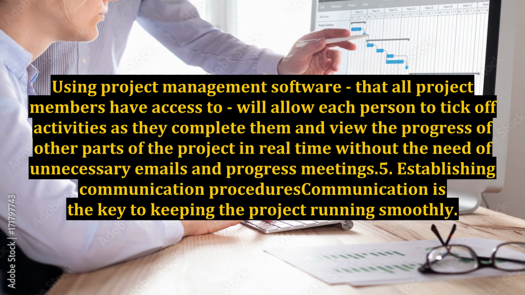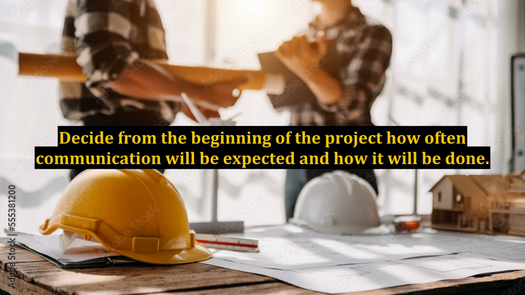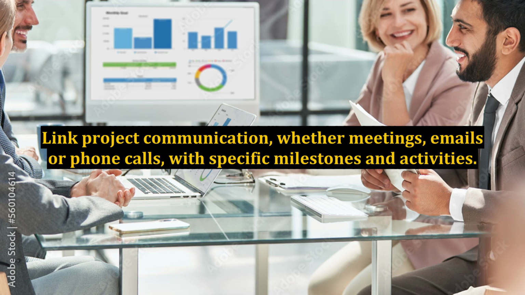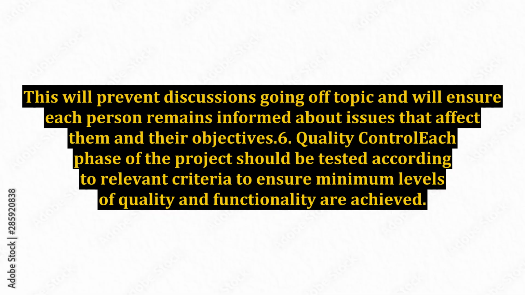Point 5. Establishing communication procedures. Communication is the key to keeping the project running smoothly. Too little communication and the project will likely fall behind. Likewise, too much or cluttered communication could just as easily slow the project down. Decide from the beginning of the project how often communication will be expected and how it will be done. Link project communication, whether meetings, emails, or phone calls, with specific milestones and activities. This will prevent discussions going off topic and will ensure each person remains informed about issues that affect them and their objectives. Point 6. Quality control.